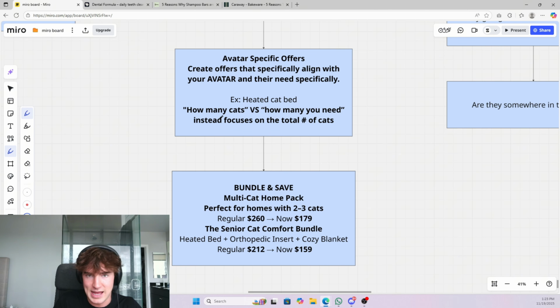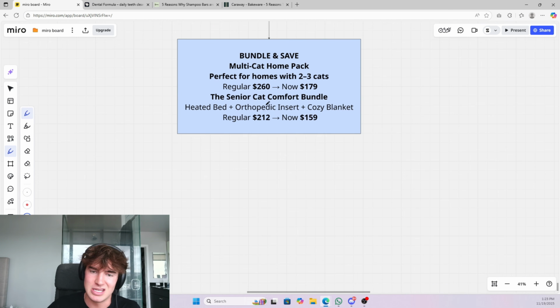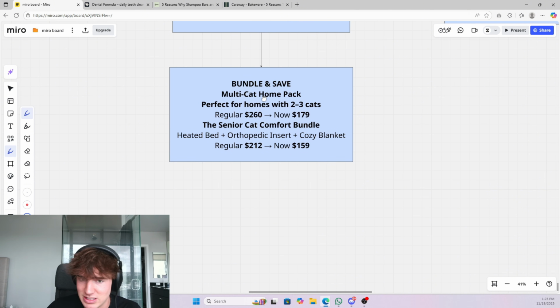So if they're buying it for their cats, well, obviously I want my orange cat to have a comfy bed, my black cat to have a comfy bed, and so on. Really switching their framework to make them think about the number of cats they have more than just how much they actually need. The next one we'll go into is bundle and save.